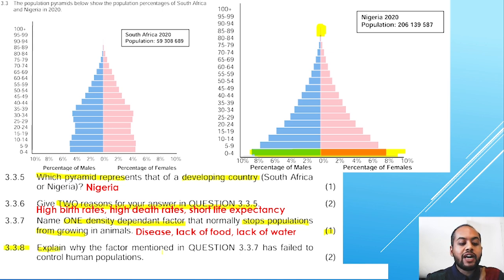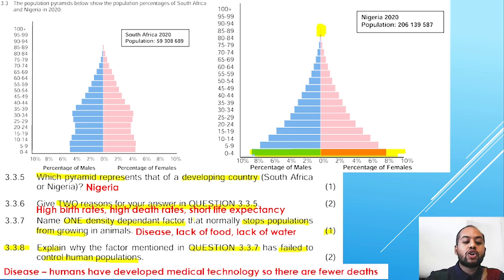3.3.8, explain why the factor mentioned in question 3.3.7 has failed to control human populations. So why did this density-dependent factor fail to control human populations? You could have chosen any one of the factors that you mentioned. If you had disease as your answer, you would have then explained why disease fails to control human populations. So I just selected disease as the one that I inserted here. Humans have developed medical technology, so over the years there would be fewer deaths and fewer outbreaks of certain diseases.